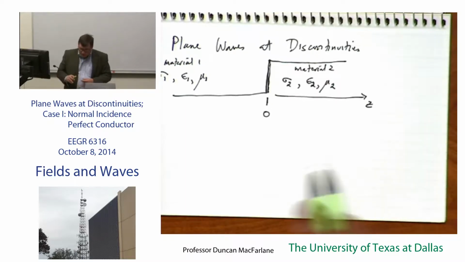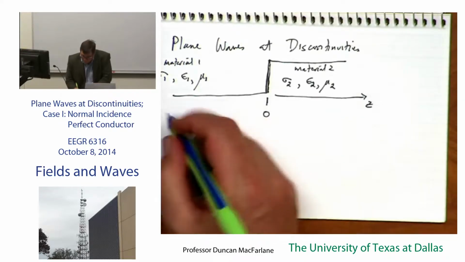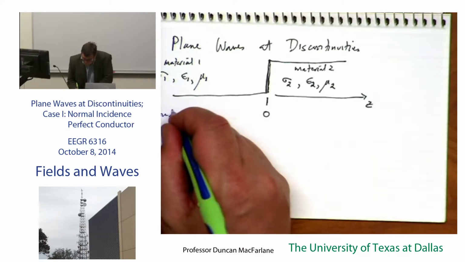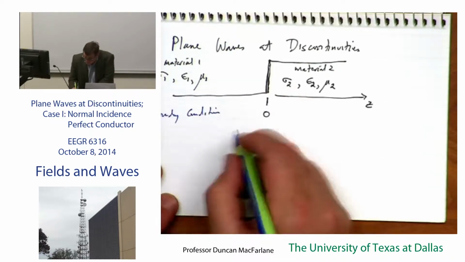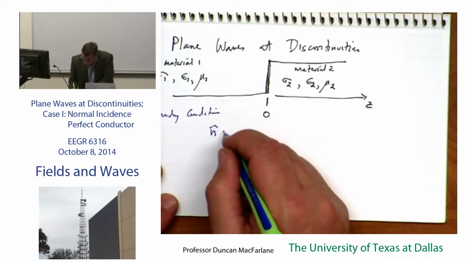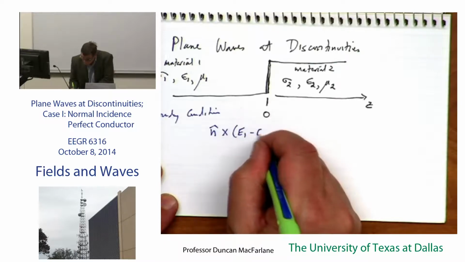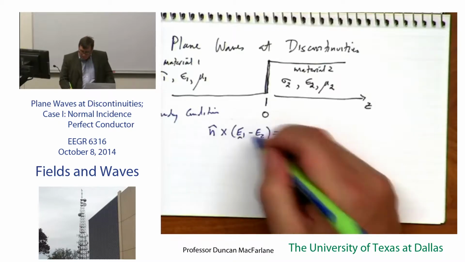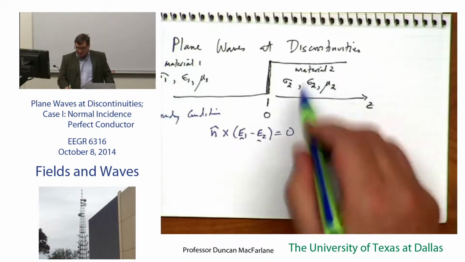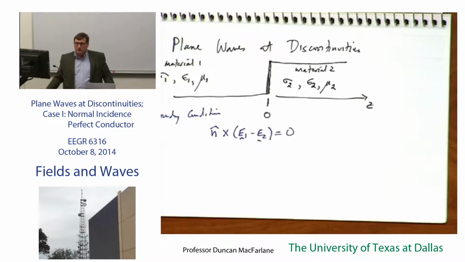So this discontinuity, I want to remind you of the other time we looked at discontinuities, which gave us boundary conditions. And we had N cross E1 minus E2. E1 is the field here, and E2 is the field here. And what was this in plain English? What did that mean, that N cross E1 minus E2 equals 0?